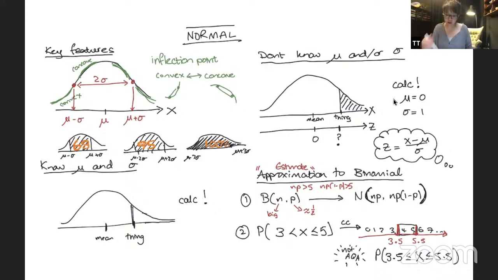The simultaneous equations come in, Imran, when you don't know mu and you don't know sigma, because to find two things, you need two equations to do simultaneous equations.